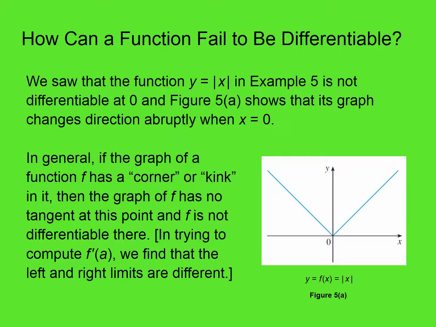Okay, so how can a function fail to be differentiable? What does differentiable mean? Differentiability at a number a means that f prime of a exists. What is f prime of a? The limit as h goes to 0 of f of a plus h minus f of a all over h. For one reason or another, that does not exist, and it doesn't exist at 0 for the absolute value function.